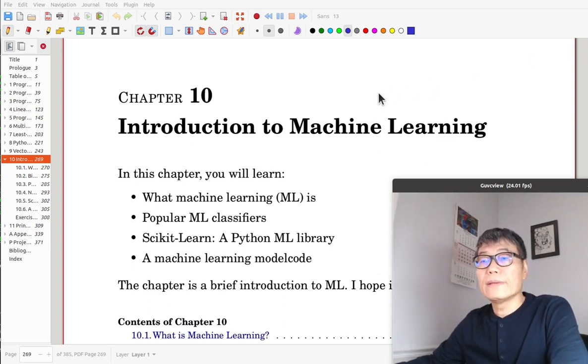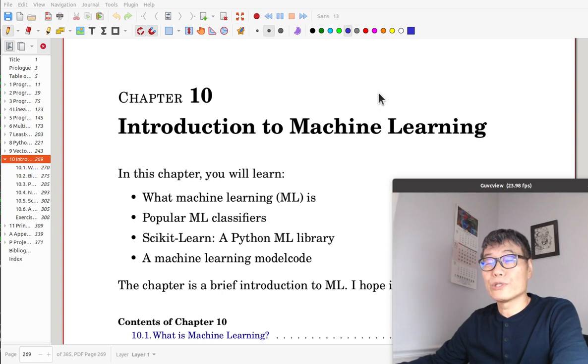Chapter 10, Introduction to Machine Learning. In this chapter, you will learn what machine learning is and some popular machine learning classifiers. We'll also consider a Python machine learning library called scikit-learn. Finally, we'll see a machine learning model code.